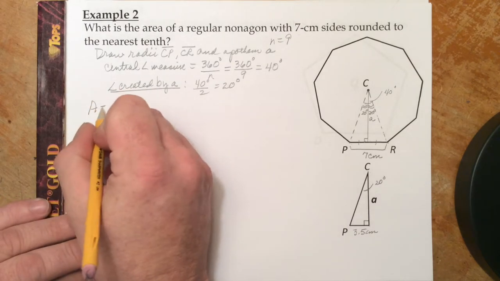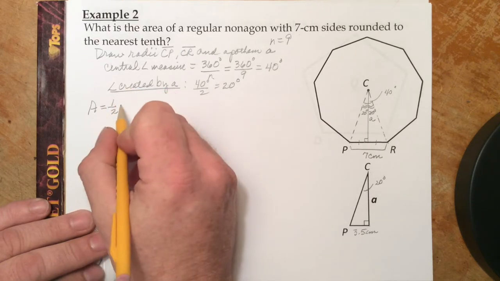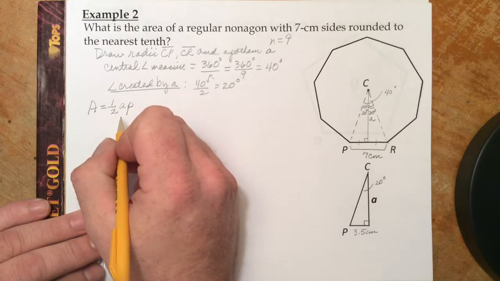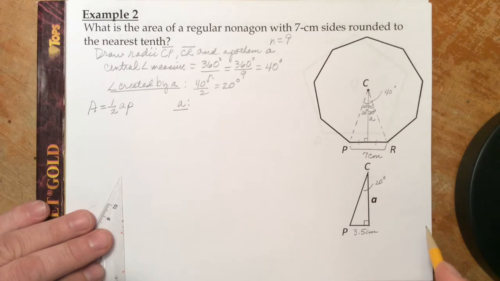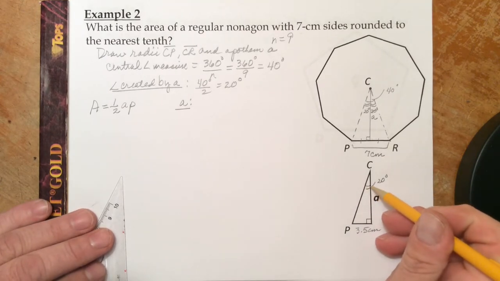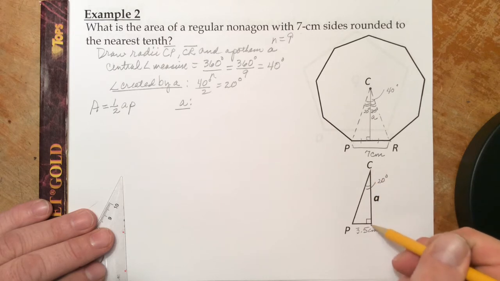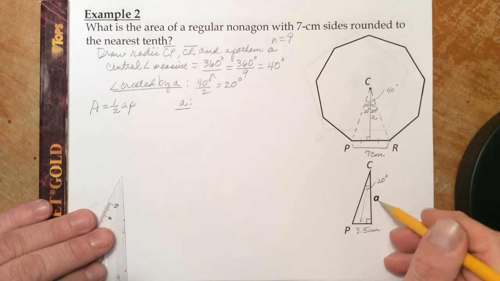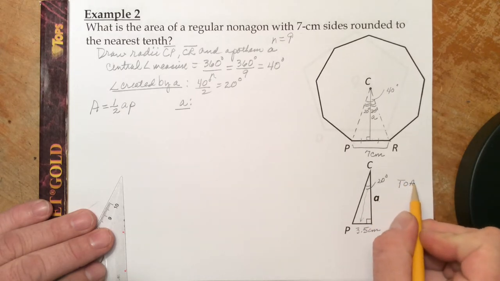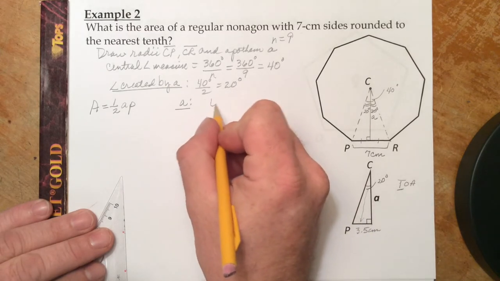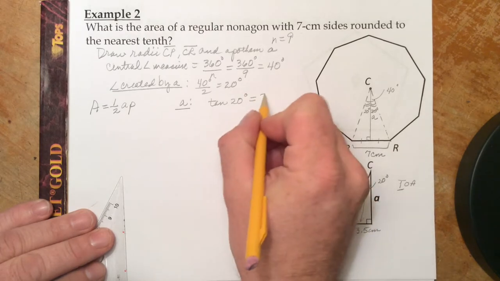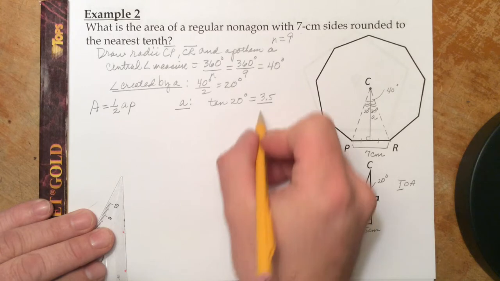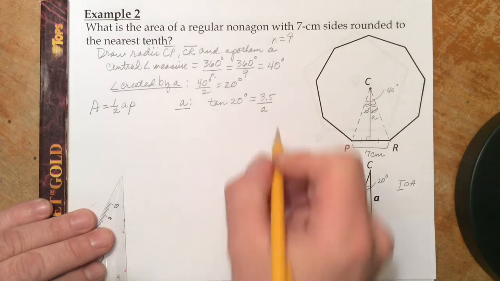So we write the formula for the area of a regular polygon. A equals 1/2 ap, apothem, times perimeter. And starting with a, we determine which trig ratio to use. And since this is the angle, we're looking for the adjacent side, and we have the opposite side. So opposite over adjacent, using the TOA part of SOHCAHTOA, this is tangent. So we take the tangent of 20 degrees, the angle, equals opposite, which is 3.5, over adjacent, which is a, the apothem. Now we solve for a.